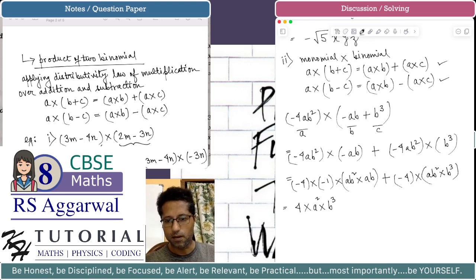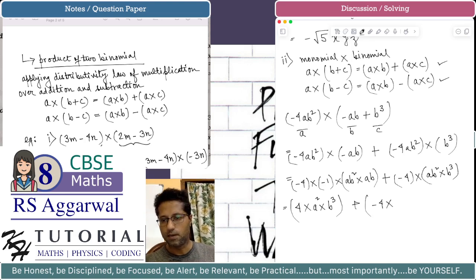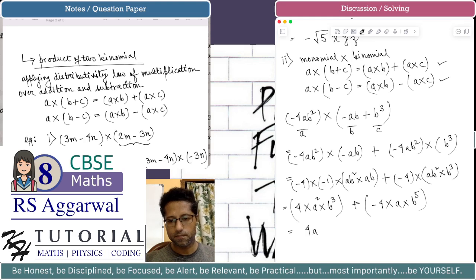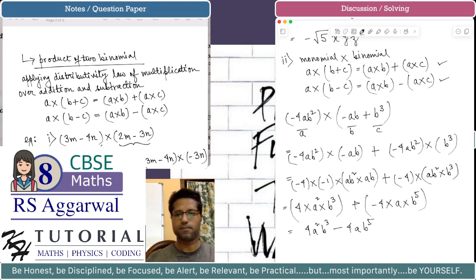Okay. So this was this, and for the second one we have minus 4 multiplied by a, and b square into b cube, that is b to the power 5. So this becomes minus 4 a b to the power 5. So this is the result.